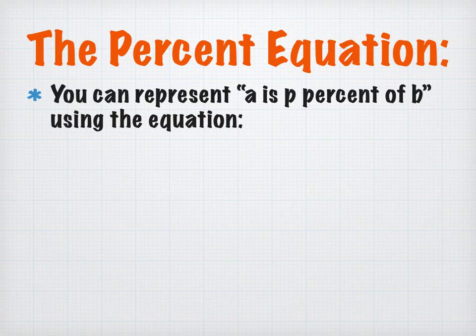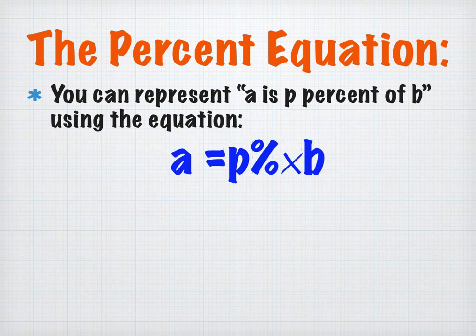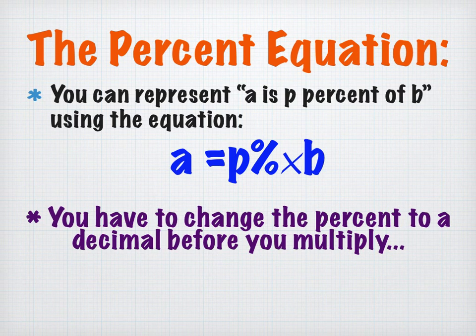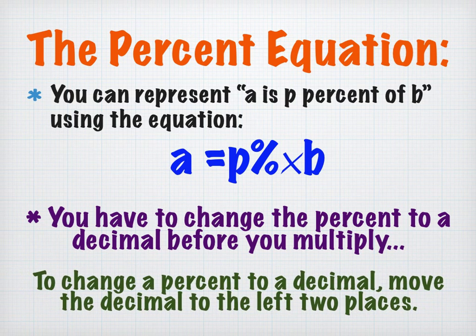The last thing we need to quickly talk about is the percent equation. You can represent A as P percent of B using an equation as well. So you can say that A is equal to whatever the percent is times B. A quick reminder is that you have to change the percent to a decimal before you can multiply. And to change a percent to a decimal, you move the decimal to the left 2 places.